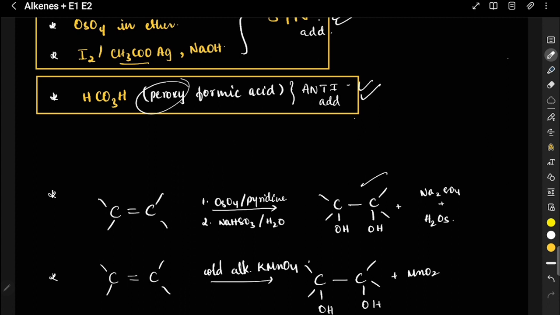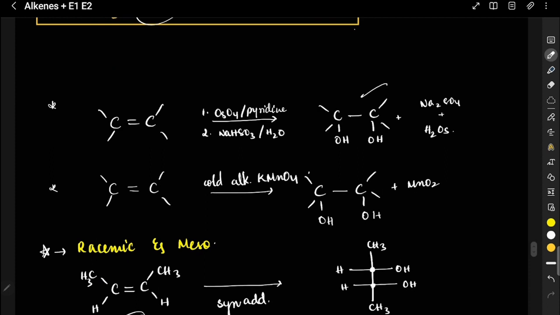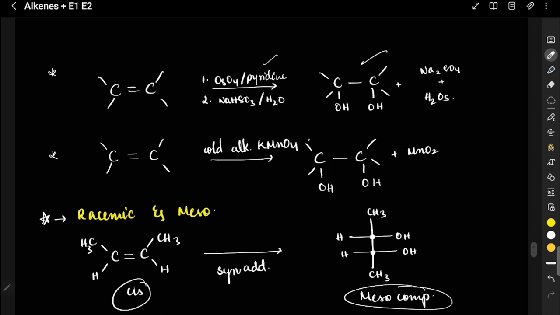So in every peroxy acid case, anti-addition takes place. Whenever peroxy acids are there, anti-addition takes place. Okay, you remember it like that. So OsO4 in pyridine, syn addition, important, and then cold alkaline KMnO4, Baeyer's reagent, syn addition, and MnO2 is formed.